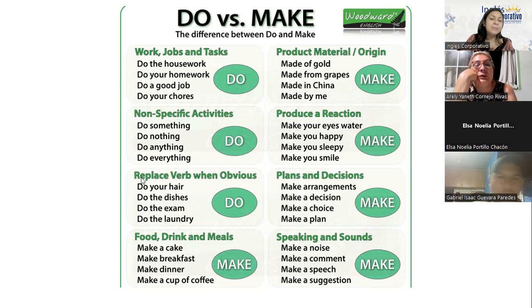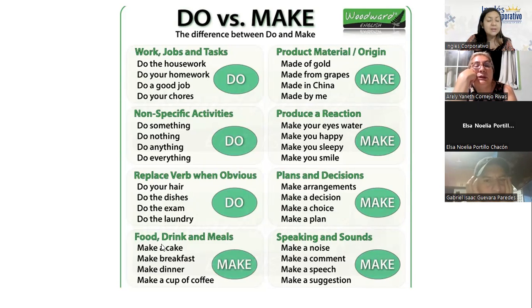And we can replace other verbs. Lo que les decía, do your hair es como comb your hair. Do the dishes, wash the dishes. Do the exam, take the exam. Do the laundry, wash clothes. And also, okay, that's what we do.